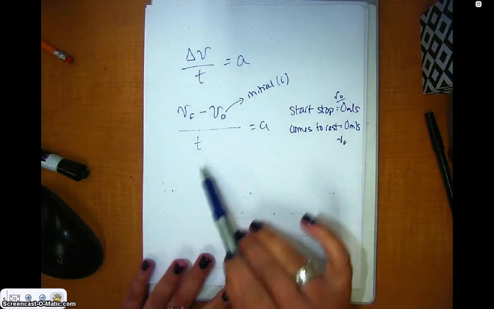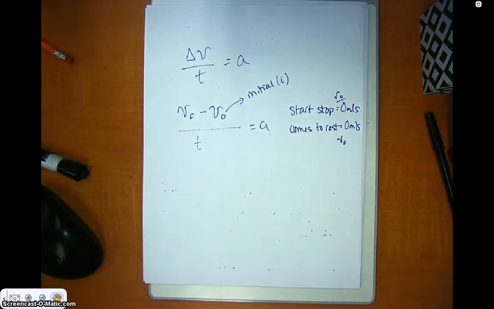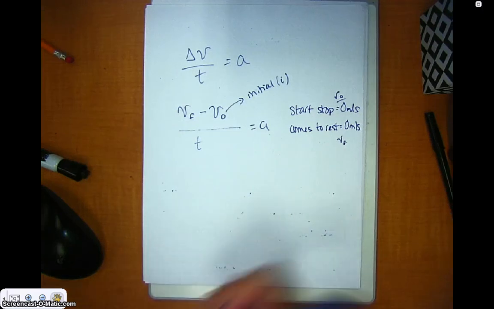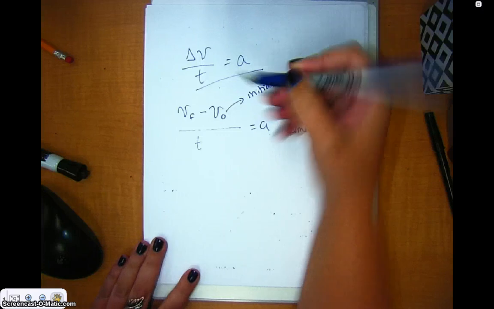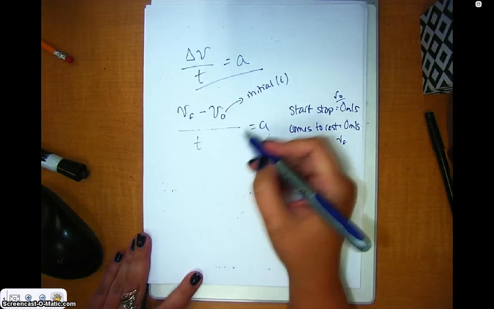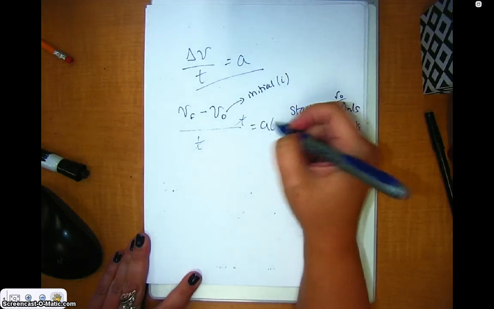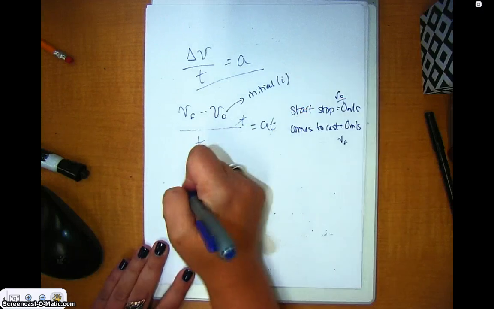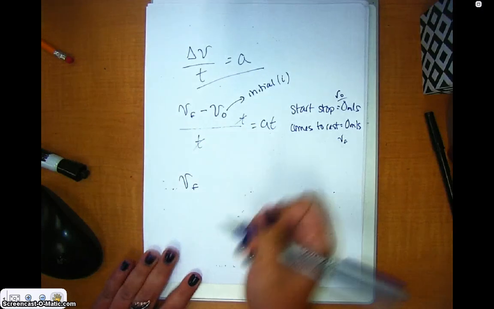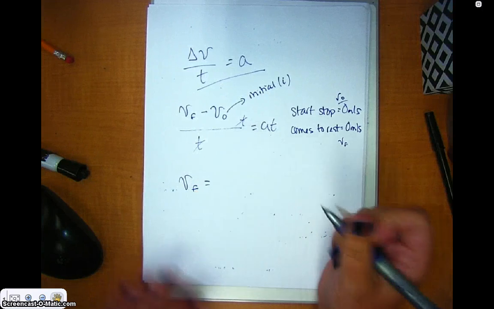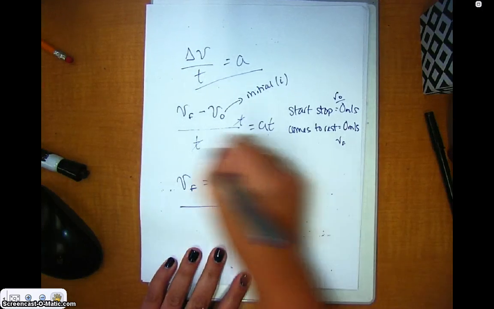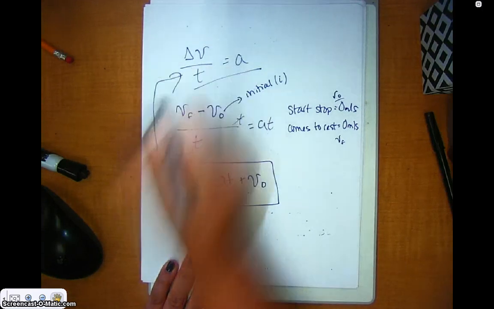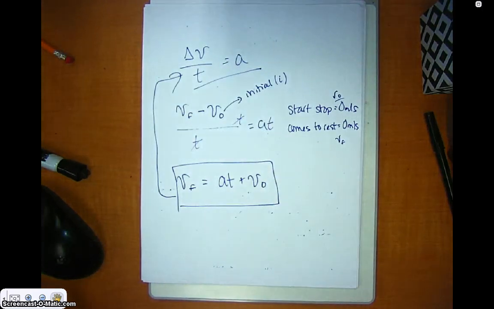Now I'm going to manipulate this equation a little bit to show you how you typically see it on your reference tables. And it's really just this equation solved for final velocity. So typically how you'll see it is we multiply by t on both sides, and then we add initial velocity. And so how it appears on a reference table is that your v final is equal to at plus v initial. But again, this is really just derived from this equation, and the idea that acceleration is the change in velocity over time.